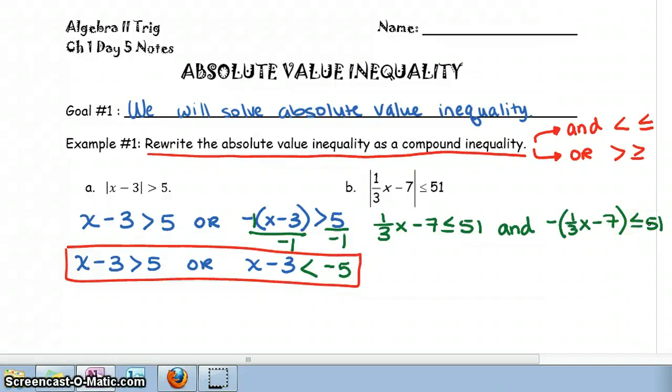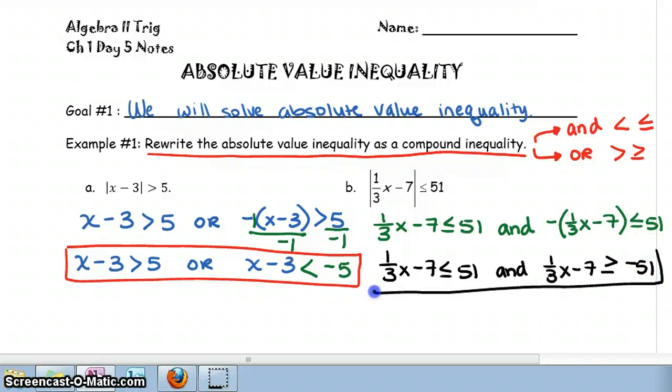I do want you to focus on the fact that when we are writing these inequalities, the absolute values are not part of our compound inequality. The final answer would be 1/3 x minus 7 is less than or equal to 51, and 1/3 x minus 7 is greater than or equal to negative 51. So once again, we solved that for 1/3 x minus 7 by dividing both sides by negative 1.